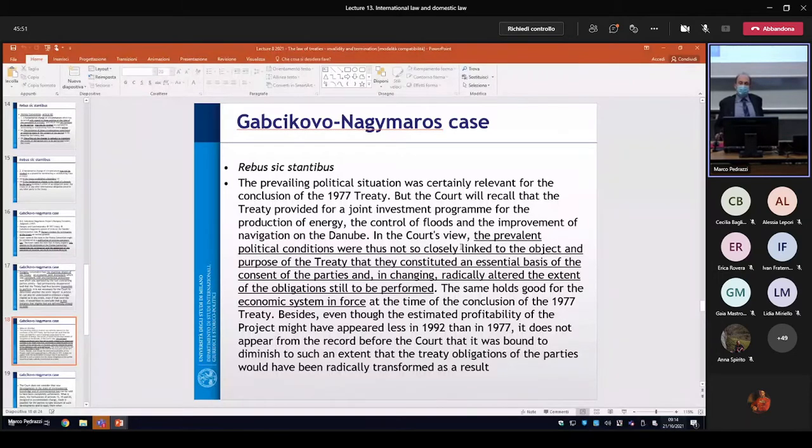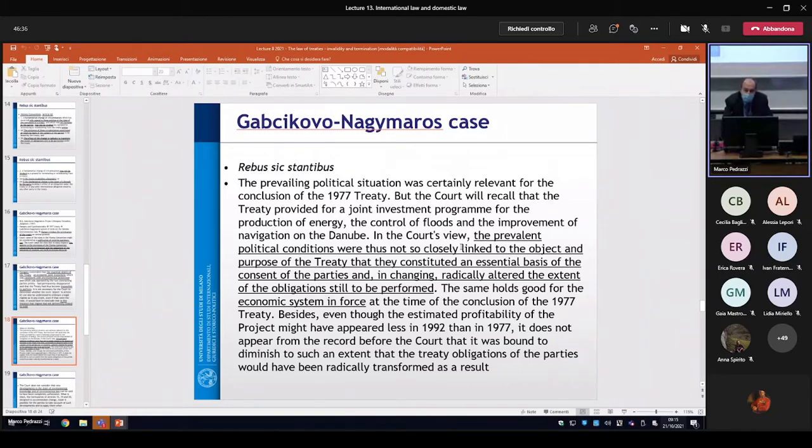And Hungary was invoking this and linking this to the fact that when the treaty had been concluded, there was no environmental conscience, as would only arise later on, and that would be much more present in the new Hungarian regime.